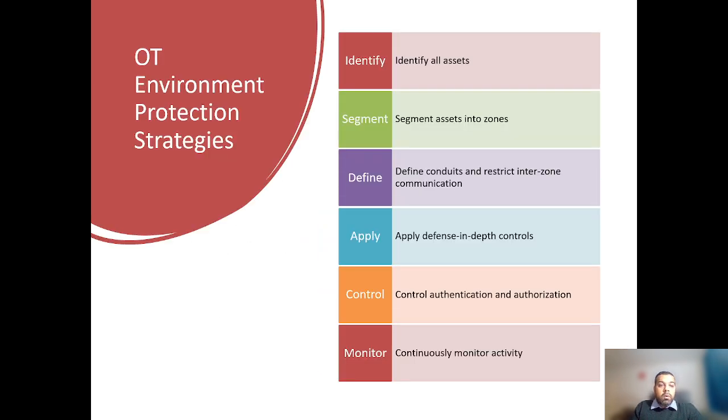What are the OT environment protection strategies? There are many. As per some famous frameworks like IEC 62443 or NIST, or maybe some others, they have some foundational protection strategies. I have mentioned a few of them. Identification is the most important protection strategy. You cannot secure what you don't know exists in your network. So identification is very important.